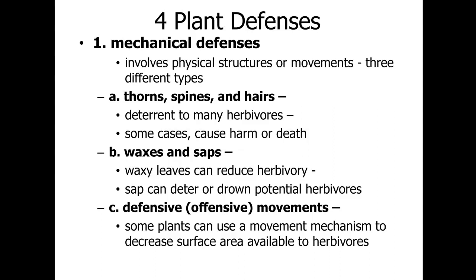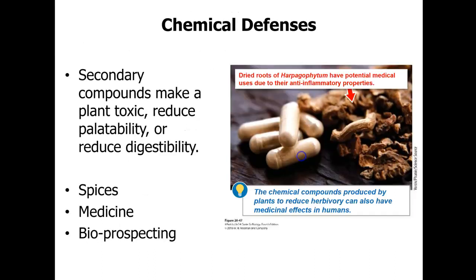Next, you have your waxes and saps. Waxy leaves can reduce herbivory, and then sap can deter or drown potential herbivores. Next, you have the defensive or offensive movements. So some plants can use a movement mechanism to decrease the surface area available for the herbivore.